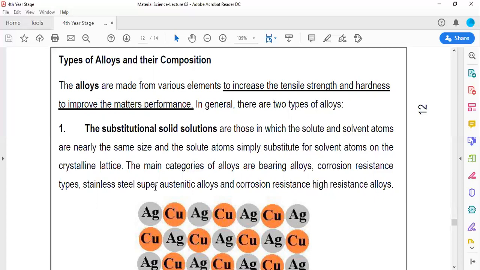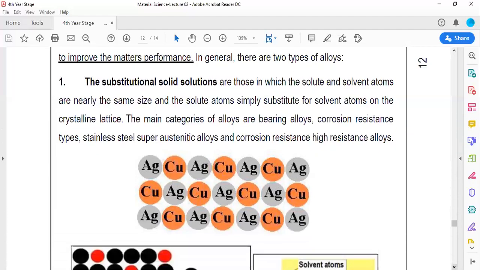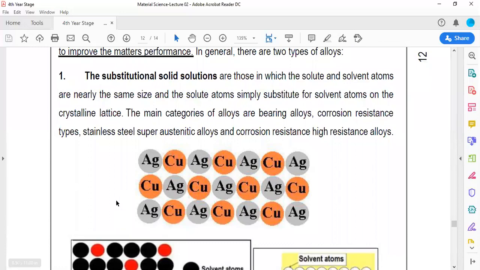In general, there are two types of alloys. There could be some other types, but those are the main types. This one is called the substitutional solid solution. You look at the word, it says substitutional, which means you put something instead of something else.